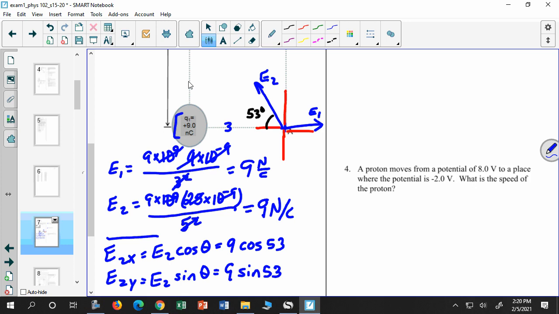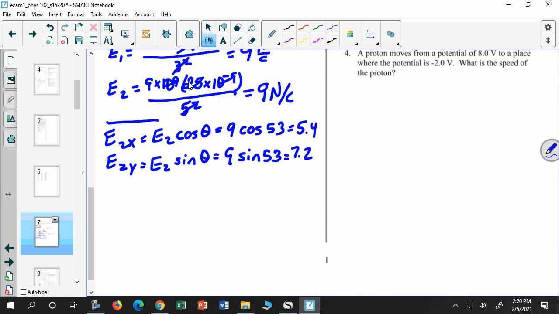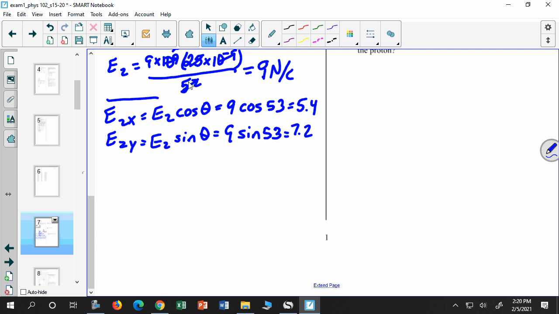That's 5.4. 9 sine of 53. That's 7.2. All right, so those are my two components of E2. If you want, at this point, you can redraw your coordinate system.